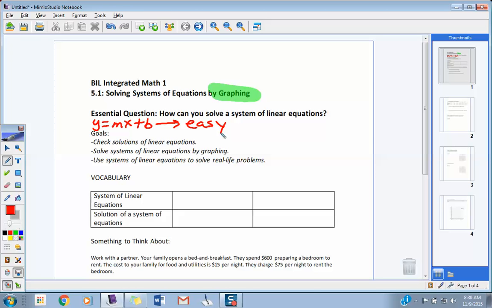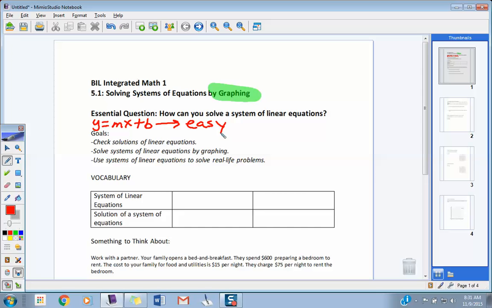Okay? So our goals for today, guys, are the following. Check the solutions. The solution of our problem that we just got done talking about was 6 5s and 4 1s. That was our solution. We're going to check to see if solutions are working for systems of equations. We're going to solve systems of linear equations by graphing, and then we want to apply them to some real-life problems. So note-wise, this is going to go pretty quickly today. I think we'll catch on to this nicely.